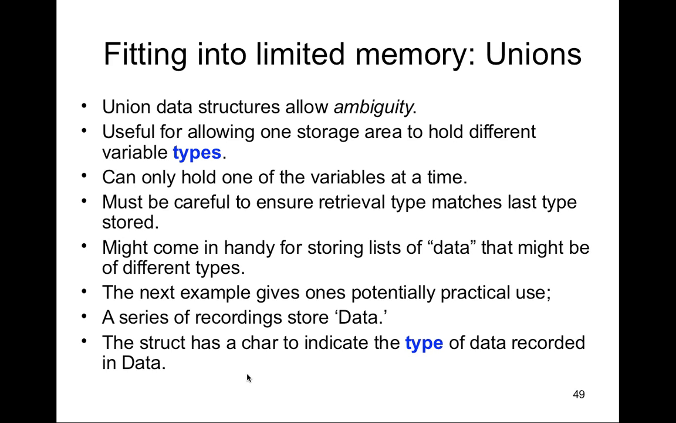So fitting into limited memory, we can also use a union. So a structure and a union are pretty much the same concept, except for the union only has one piece of data at a time. So if we have a structure that has 5 variables inside of it, every time we make an instance of a variable that is of a structure type, we're going to get space for 5 variables. What if we don't need 5 variables? We only need 1.